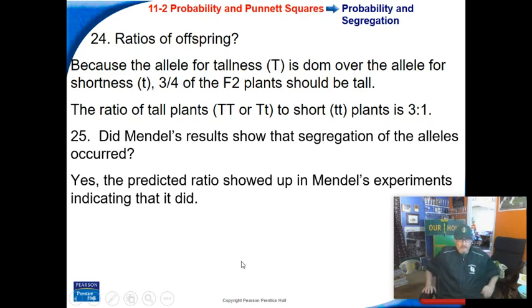Okay, did Mendel's results show that segregation of the alleles occurred? It did. And the proof of that is the fact that you got individuals in the F2 generation that were short.